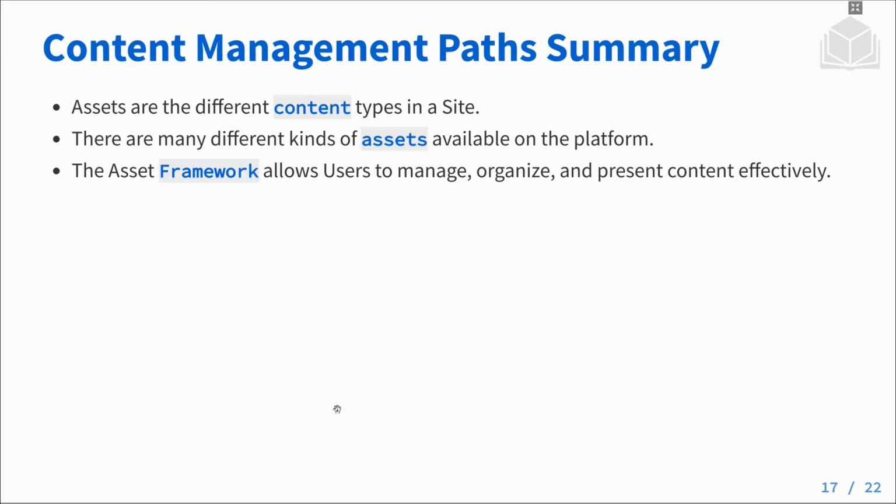The asset framework allows users to manage, organize, and present content effectively. We talked about how we can add keywords, tags, and categories. We can comment, rate, subscribe, flag, and relate content together. So this is the idea here of the asset framework and assets themselves. We're going to spend some time a little bit later actually getting to play with those ideas. But for now, just kind of laying the foundation of what these things are so that when we see them, we can have a better appreciation of them as they're coming up.